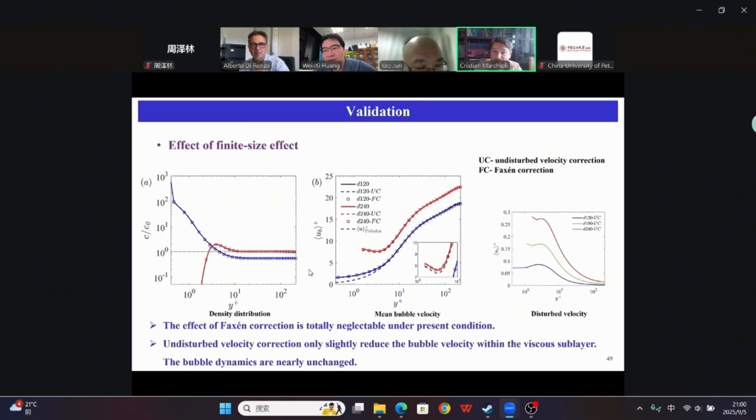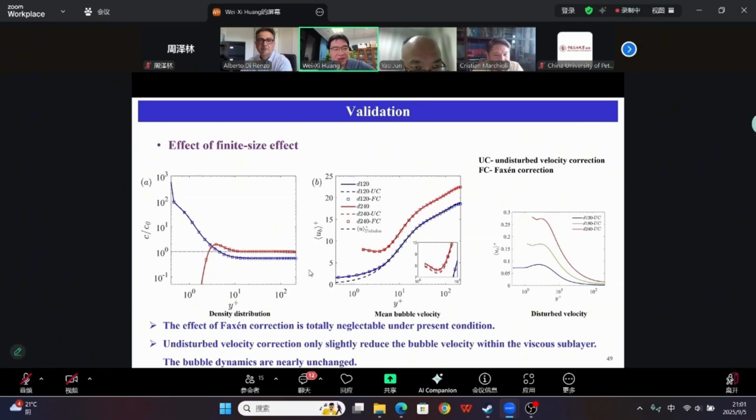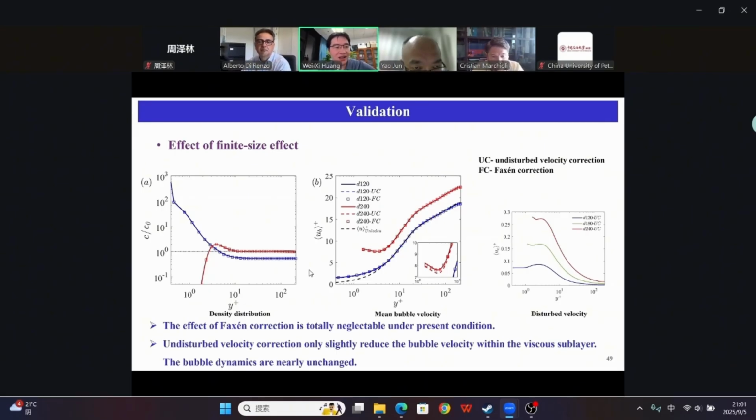Because I know people are working on two-way coupling of heavy particles, and some works are really stressing the importance. So probably, depending on the physical parameters of your particles, this correction may become important or not. For bubbles, it's not. So maybe for bubbles the effect is very slight, but for heavy particles it should be taken into account. Okay, that's also relevant for particles.